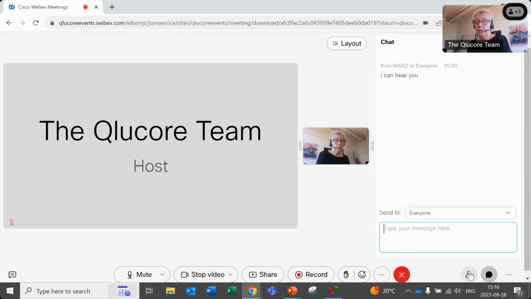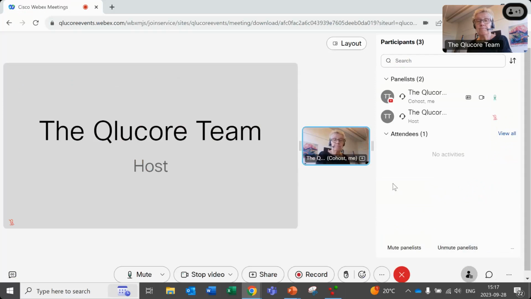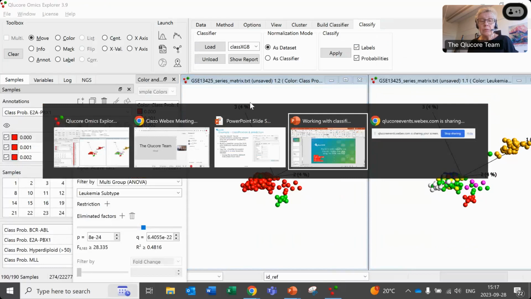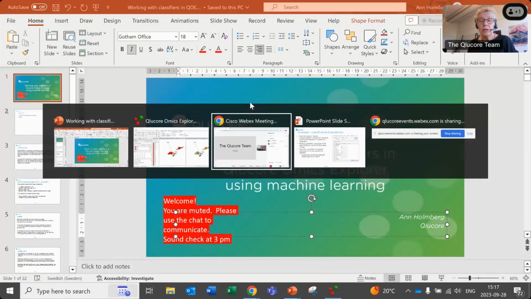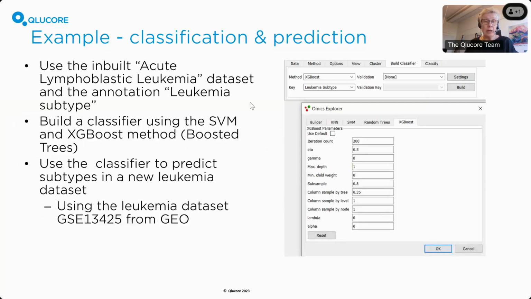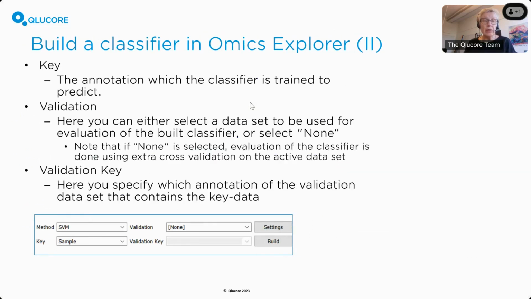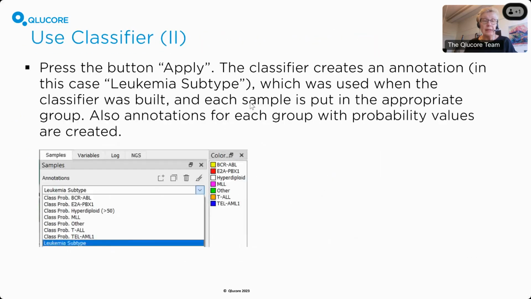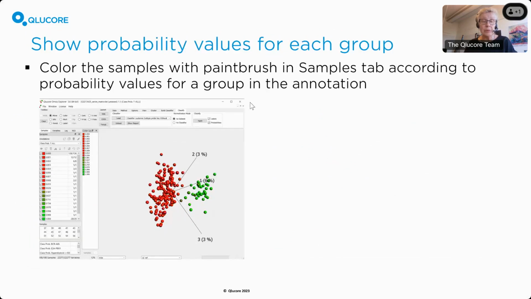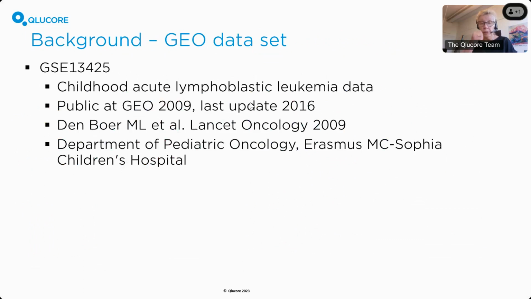So let me just check here. So let's go back to the presentation and see what else I have to talk about. I will share the slides with you, and there are a lot of detailed slides here on all the different steps if you want to try to repeat this. The GEO set that I downloaded is GSE13425, also acute lymphoblastic leukemia, from 2009.